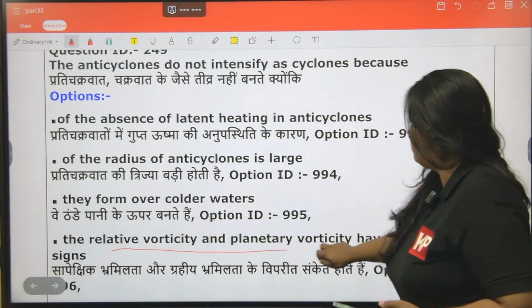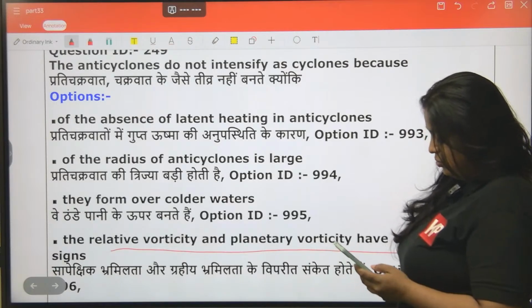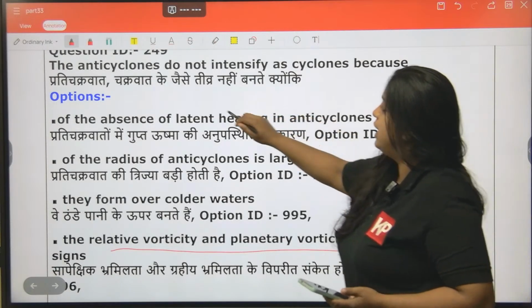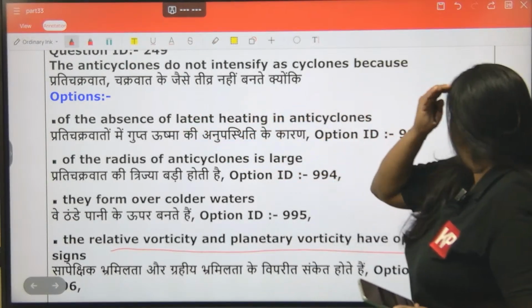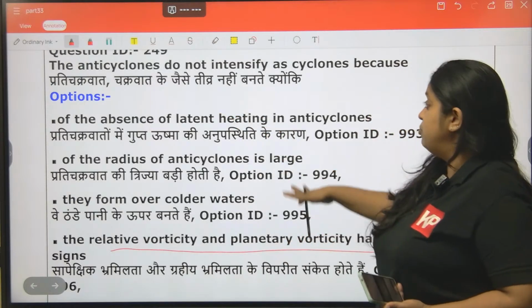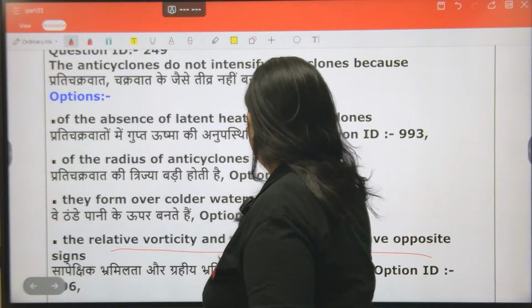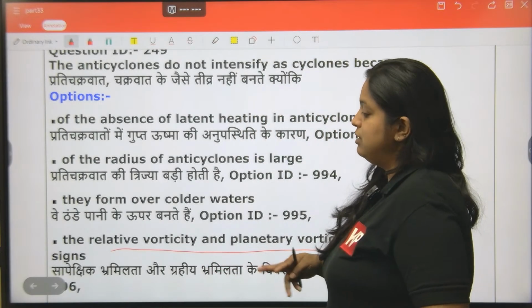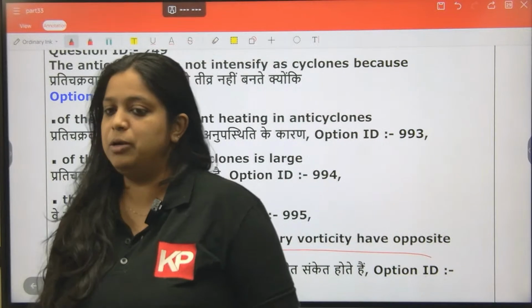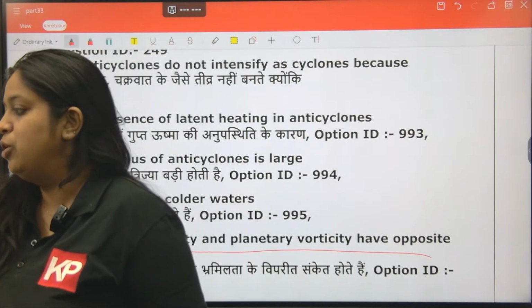Relative vorticity and planetary vorticity have opposite signs. This is important for understanding why anticyclones do not intensify. You can read about relative vorticity, planetary vorticity, what an anticyclone is, and what a cyclone is. They have opposite signs, so the resultant value becomes zero. It becomes nullified, so anticyclones won't be able to grow.